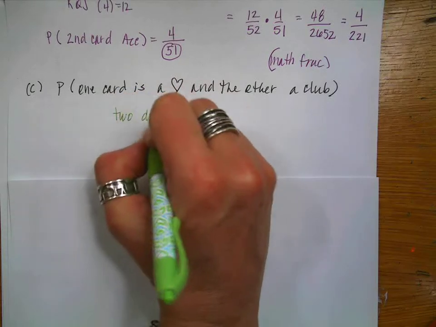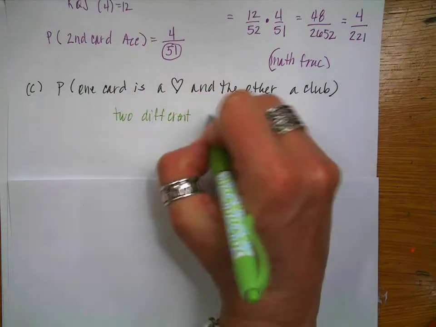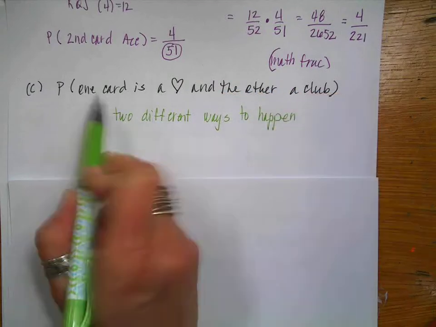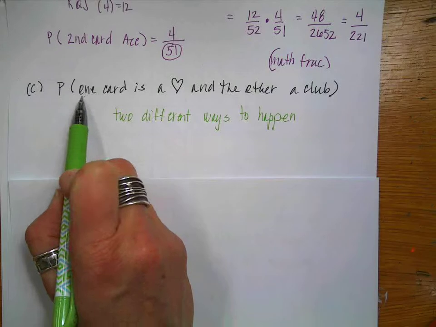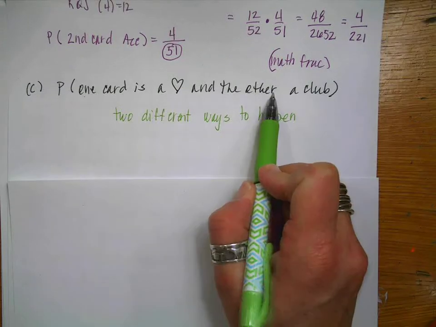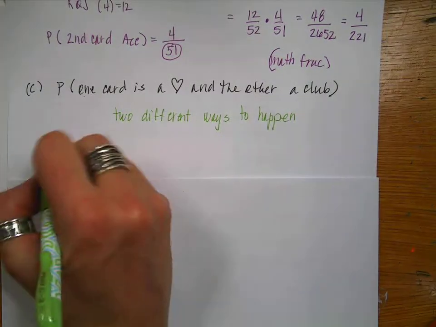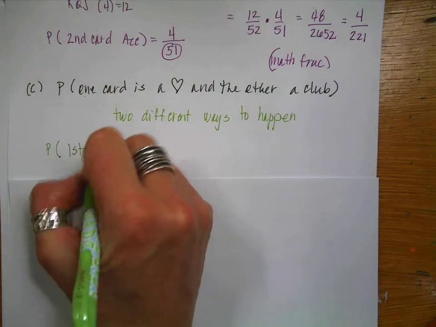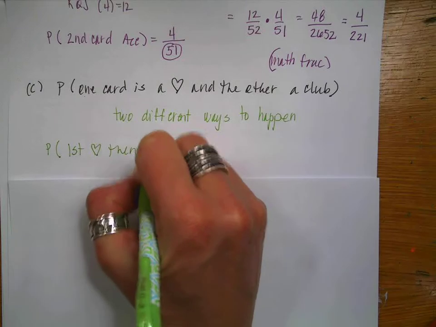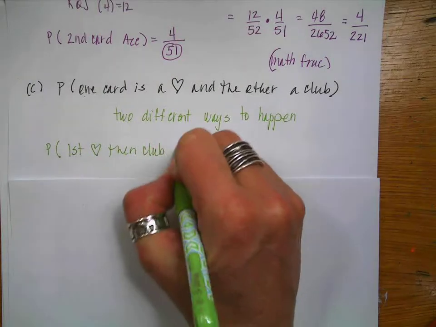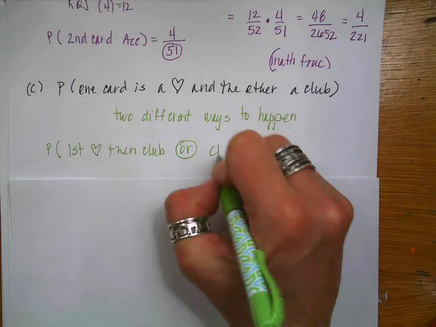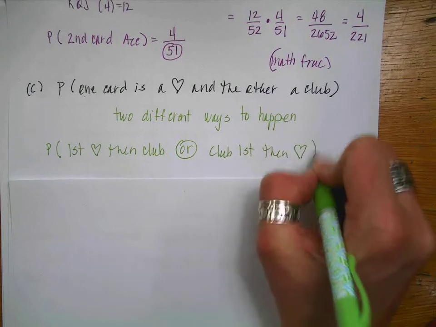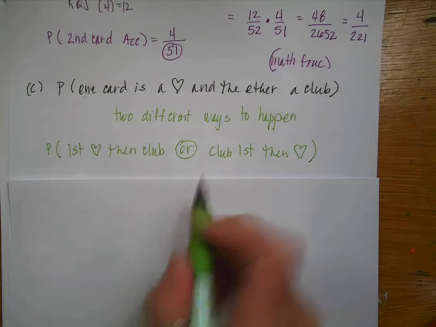In this particular problem, there's actually 2 different ways that this can happen. So notice that it doesn't say the first card, it says one card is a heart and the other is a club. So this could be the probability that the first card is a heart and then we get a club, or, this is going to be our key word, we get a club first and then a heart. So those would be the two different ways that that could potentially happen.